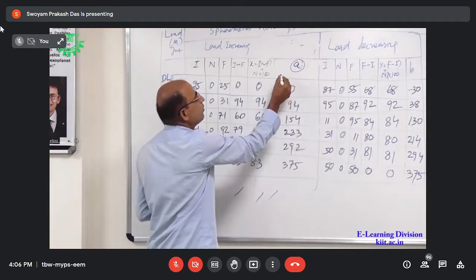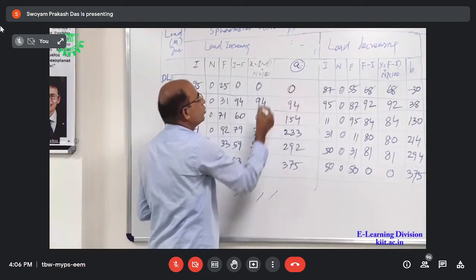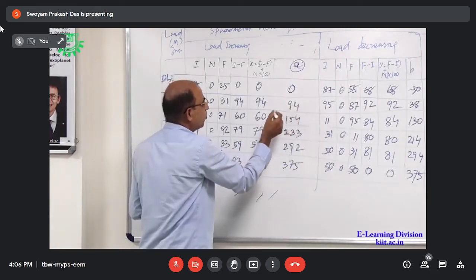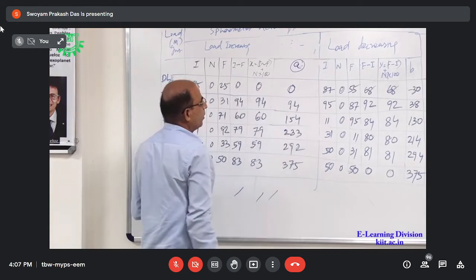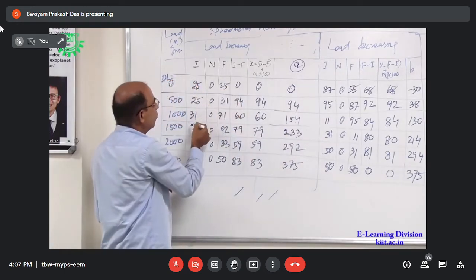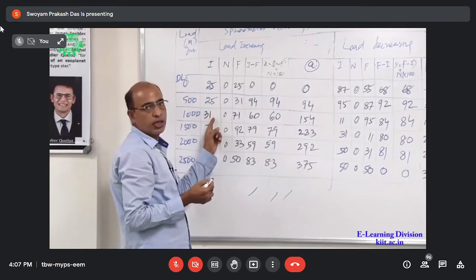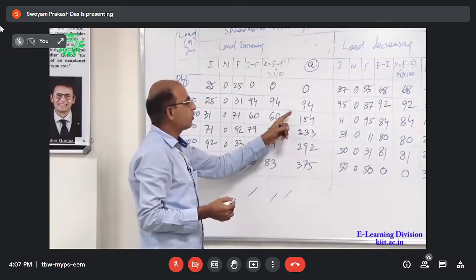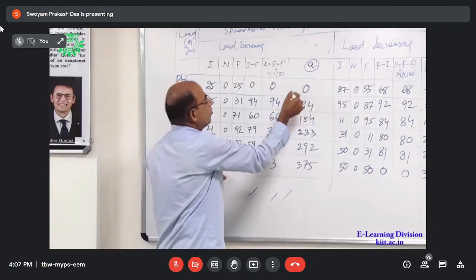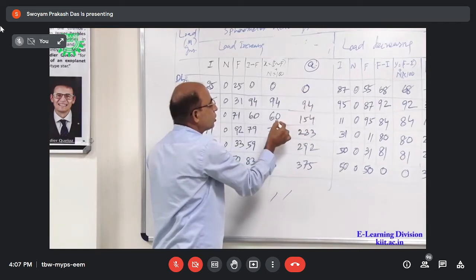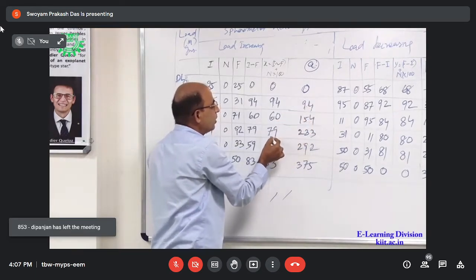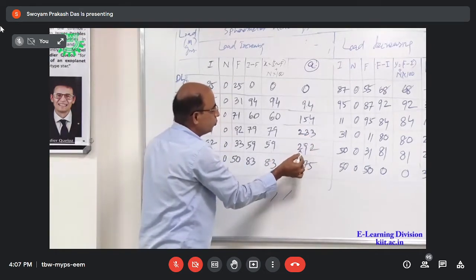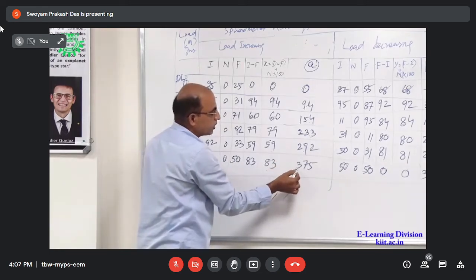This is simply a cumulative addition. The first value is 0, then 0 plus 94 gives 94. Then 94 plus 60 is 154, because all the final values come over as the initial value of the next one. That is why this value keeps adding cumulatively. 154 plus 79 is 233. Then 233 plus 59 is 292. 292 plus 83 gives 375.